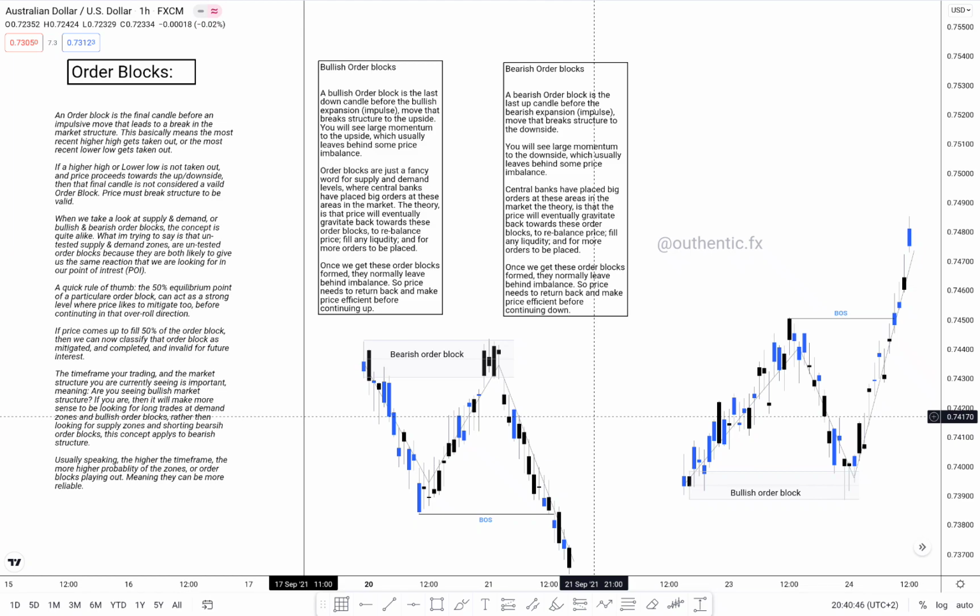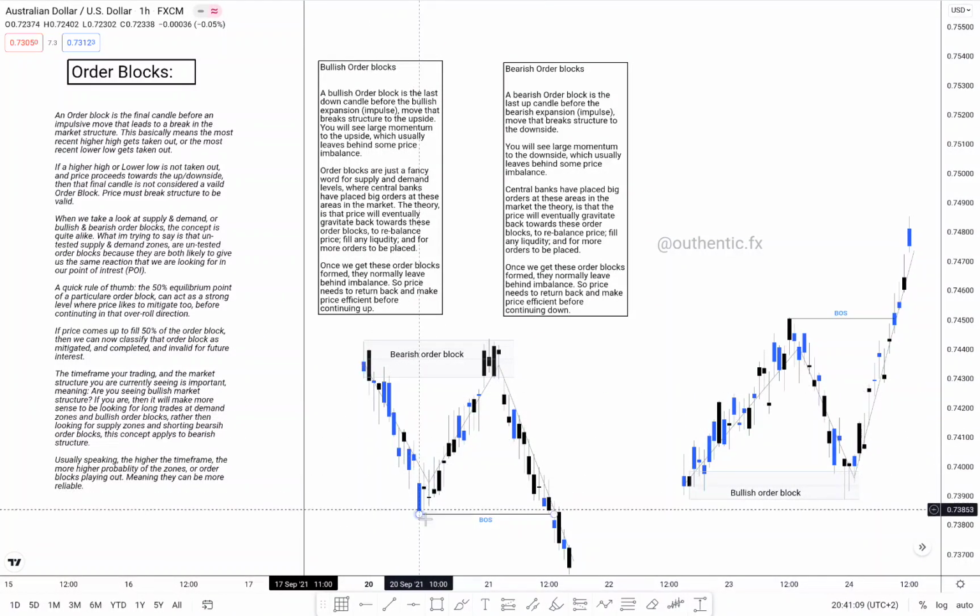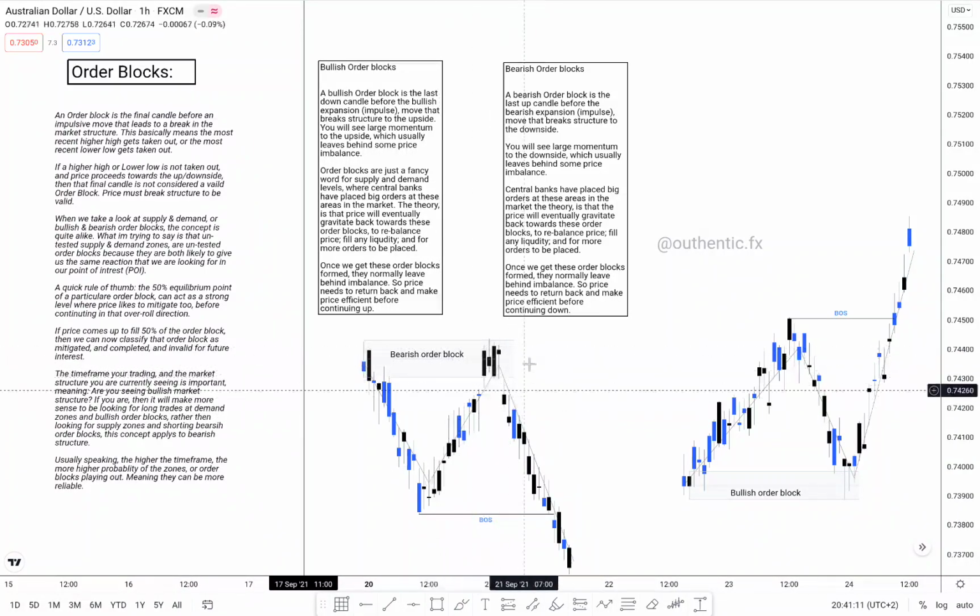Once we get these order blocks formed, they normally leave behind imbalance, so price needs to return back and have price efficient before continuing down. So look here, now we've got price breaking structure. Obviously, let's use that for example. This created a lower low, right? The market is bearish, there is imbalance in this area. Price needs to come back, fill this imbalance, and then be activated in this order block, and then continue, leaving behind another order block which we'll look for in future.